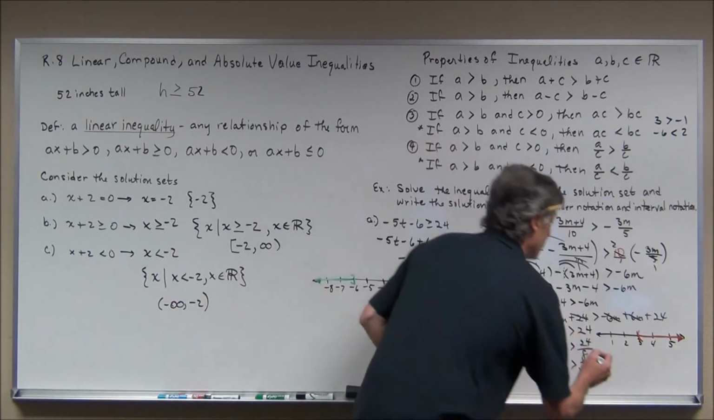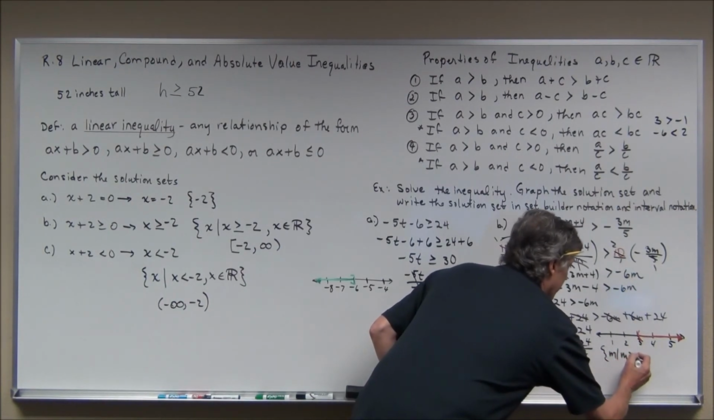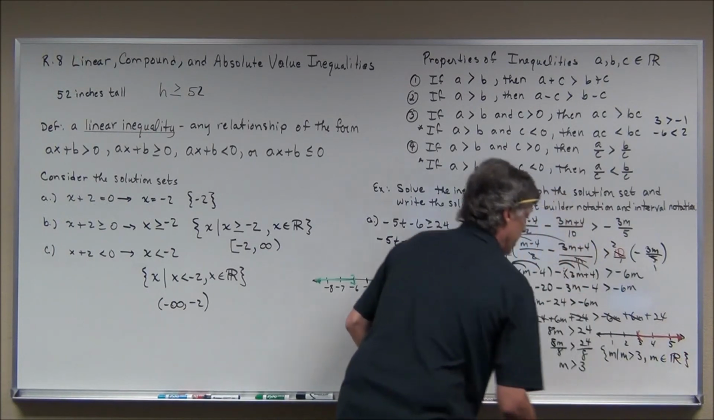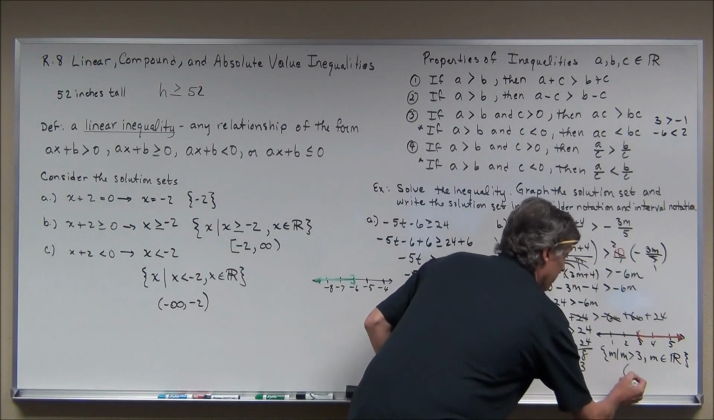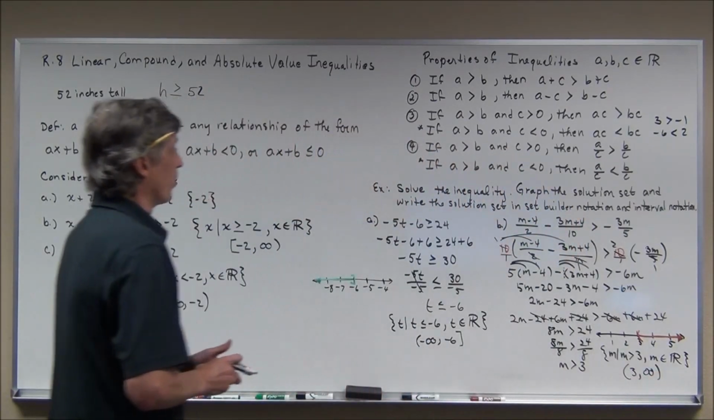And in set builder notation, the set of all m such that m is greater than 3 and m is an element of the real numbers. And in interval notation, it would be parenthesis 3, comma, infinity. And I have all 3 parts of my solution.